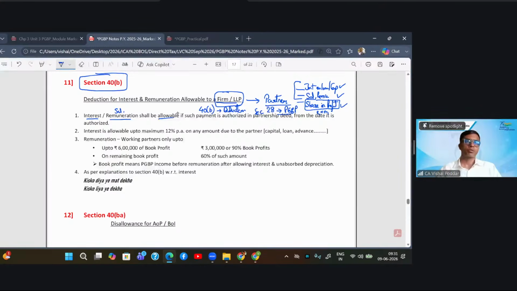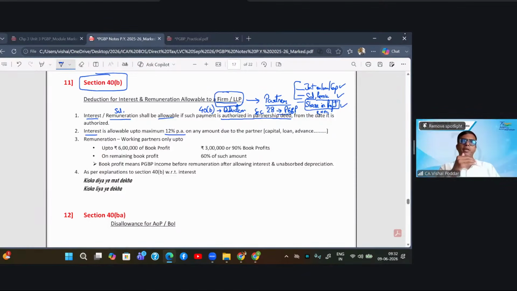These are allowed as deduction to the firm only if they are authorized in the partnership deed, which means the partnership deed should specify that the firm will pay interest, and that the firm will pay salary or remuneration. If the partnership deed is not specifying this, the firm will not get deduction. Second, when it comes to interest, income tax law allows deduction up to 12% per annum. Important. First, the partnership deed has specified that you will pay interest. Second, you may specify any rate in the partnership deed, but the maximum deduction which we allow is 12% in income tax.